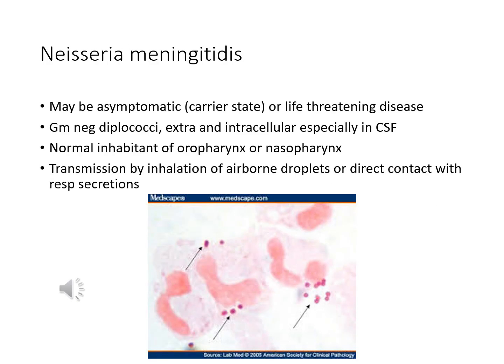Neisseria meningitidis patients may be asymptomatic, so they may be in a carrier state, or it can be a life-threatening disease like meningitis. It's a gram-negative diplococcus seen as either extracellular or intracellular, particularly in the cerebral spinal fluid. Neisseria meningitidis can be a normal inhabitant of the oropharynx or nasopharynx.